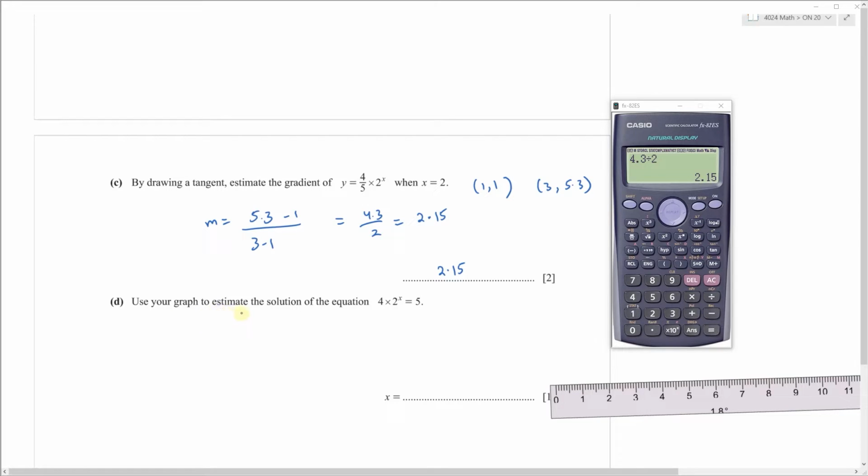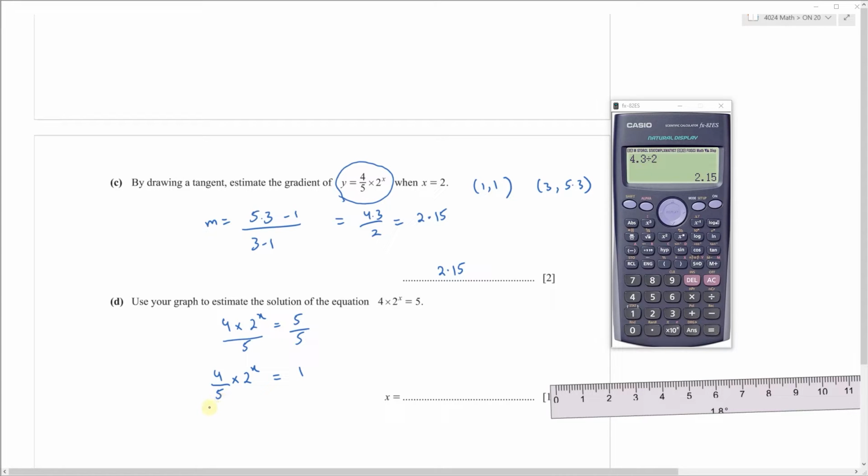Part D is use your graph to estimate the solution of this equation: 4 multiplied by 2 power x equals 5. Now if you look at the equation for which you have drawn the graph, this is 4 by 5 into 2 power x. So if I divide both sides by 5, I can get the equation of the curve on the left hand side. Let me rewrite this. 4 multiplied by 2 power x equals 5. Now let's divide by 5 on both sides. I can write this as 4 by 5 into 2 power x equals 5 divided by 5, which is 1.